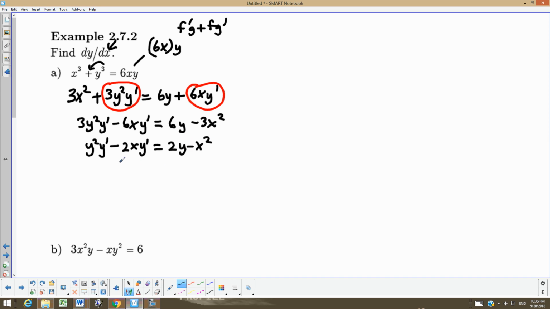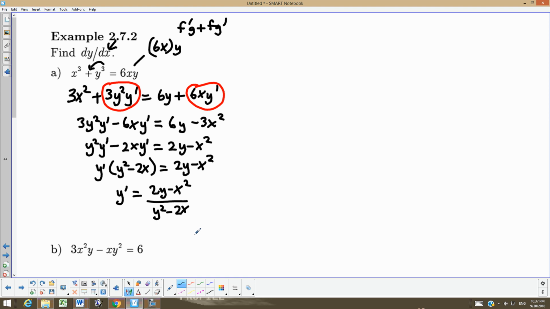Okay. Now I'm going to factor out a y prime, which leaves me with y squared minus 2x is equal to 2y minus x squared. Right, so since these two terms had y prime, I factor that out, and then now I just divide, right? So now I'll just go y prime is equal to 2y minus x squared divided by y squared minus 2x. Ladies and gentlemen, that is the derivative of this original relation, okay?